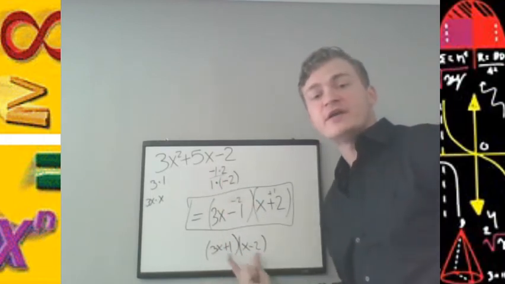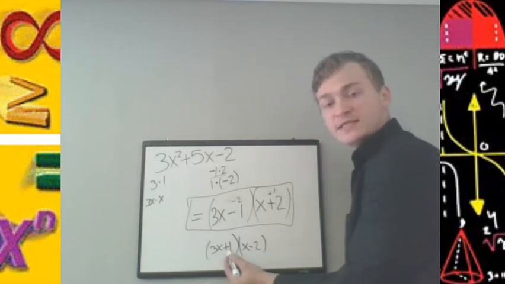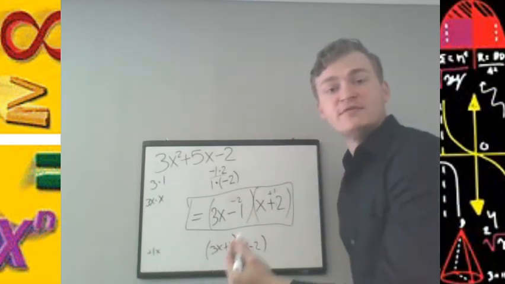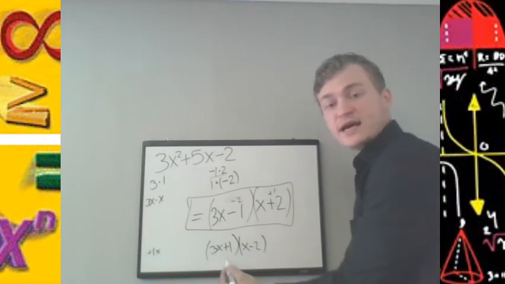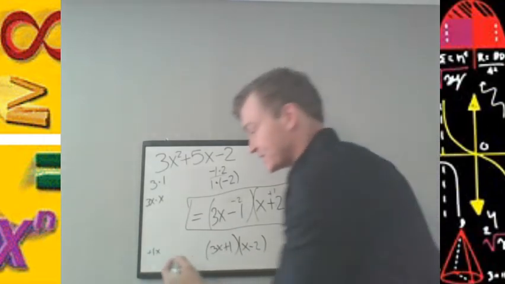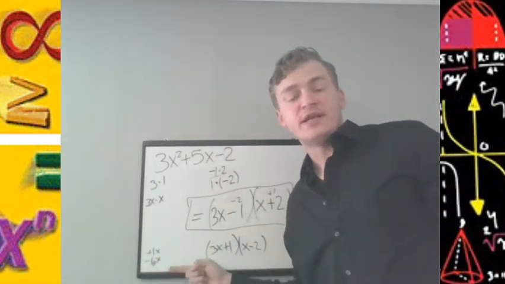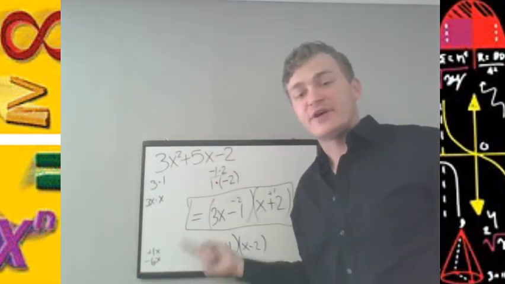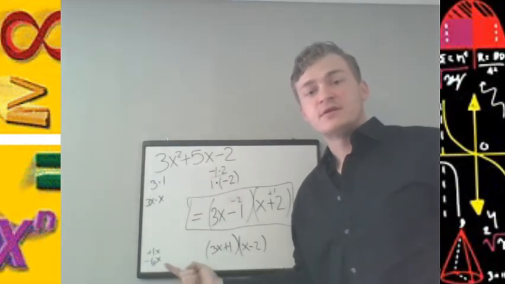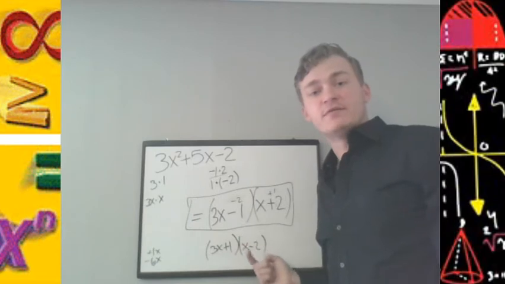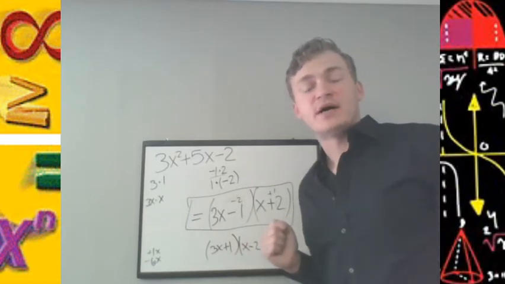Now let's check our inner and outer product. +1 times x, that's a +1x. 3x times -2 is -6x. So we see combining this +1 and -6 will give us -5x, not +5x. So we needed the opposite signs. We didn't need the +1, we needed the -1. We didn't need the -2, we needed the +2 instead.